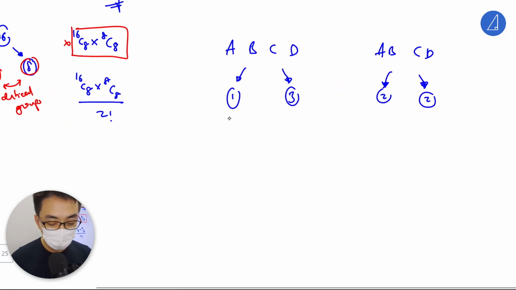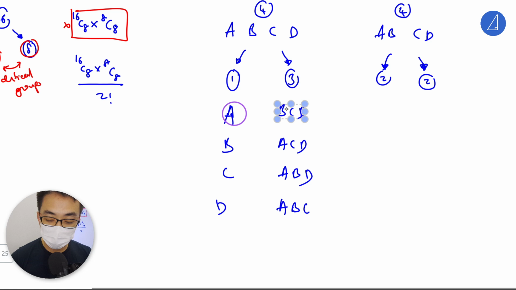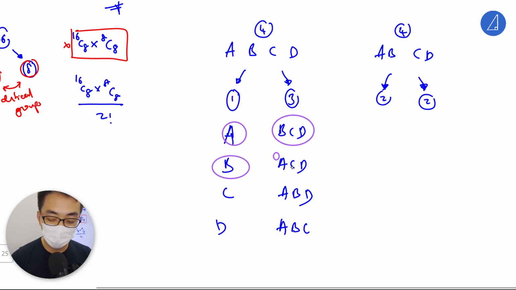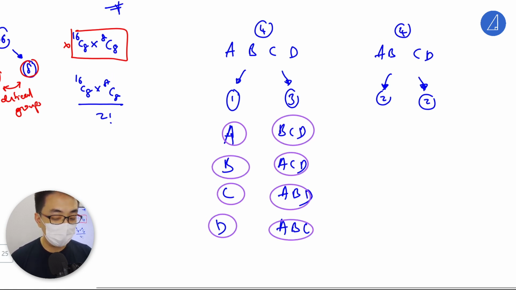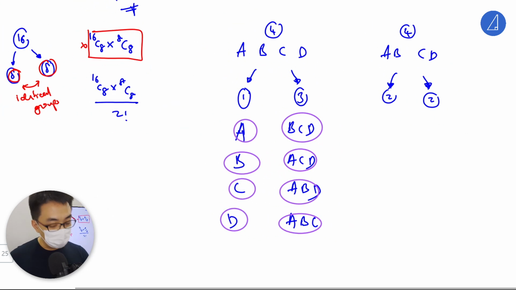That's the thing. If I put 4 people and split into 1 3 and the other one is 2 2, let's look at the difference. If this is A, then this will be BCD, no issue. If this is B, then this is ACD. If this is C, this is ABD. If this is D, then this is ABC. Take note, each of these selections is unique, because the groups themselves are not identical. A is a loner here, B is a loner here, and so on.